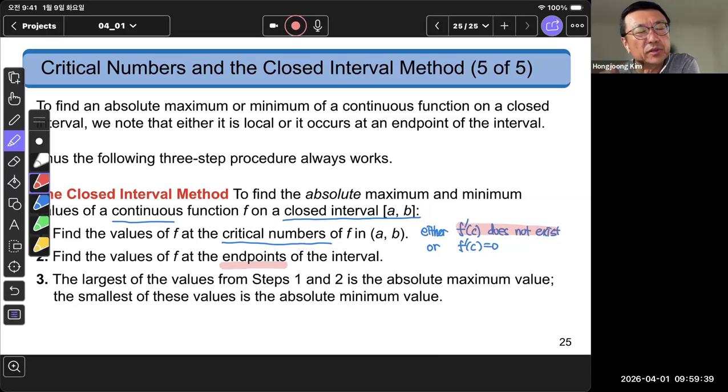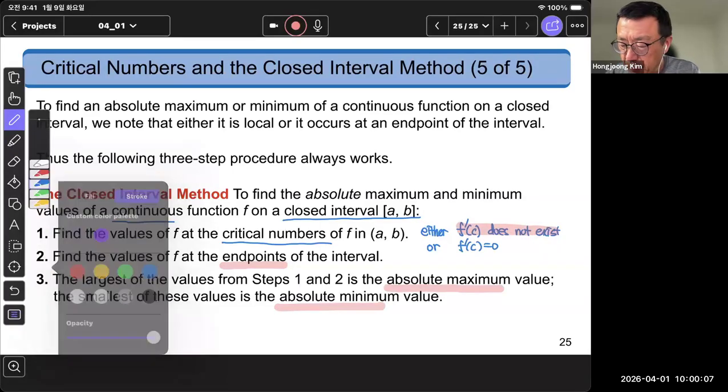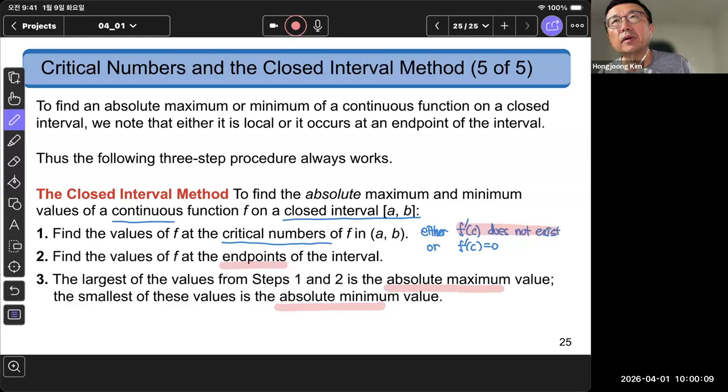Even though these endpoints are not critical numbers, please find the values at the left endpoint and the right endpoint. So you have these values. Among these, the largest one is the absolute maximum, and the smallest value is the absolute minimum. Okay? So please remember this.